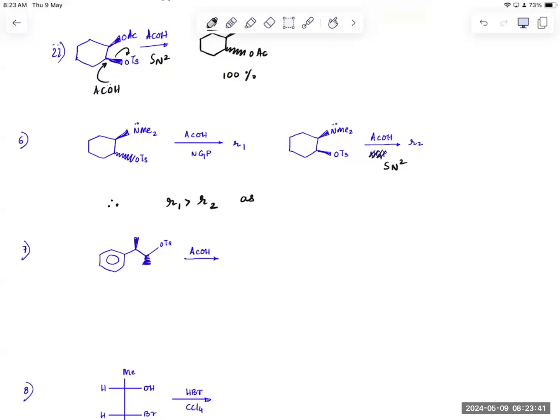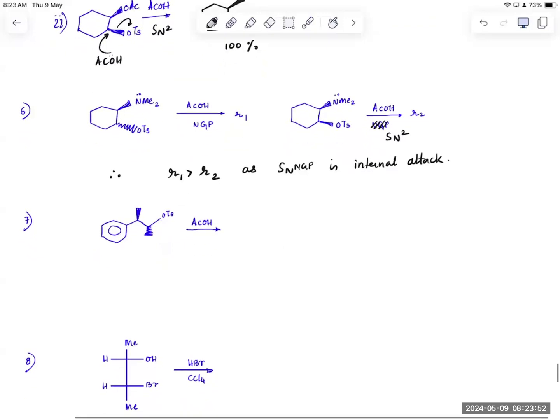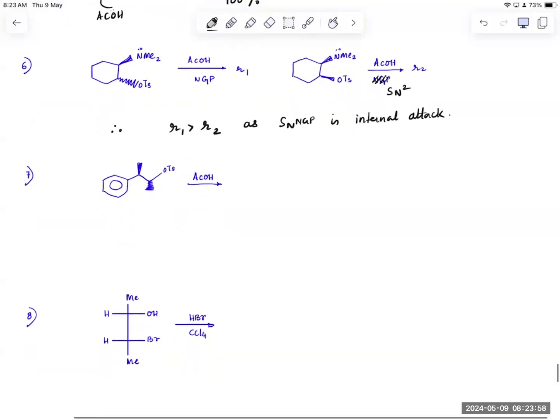Okay, as SN-NGP is internal attack. Internal attack will always happen faster than the external attack. That's why the rate of the reaction will be high. Thanks. Next.